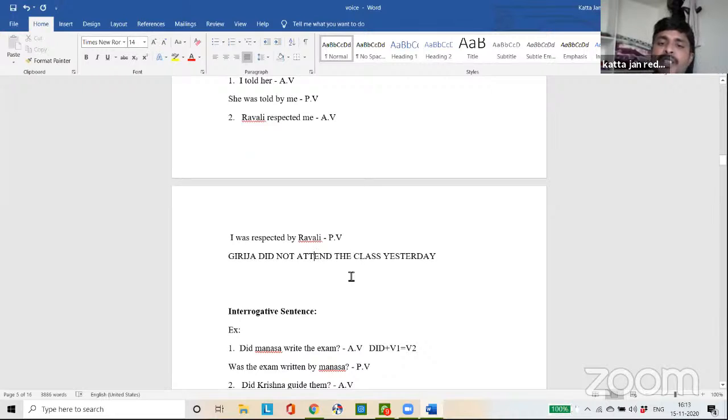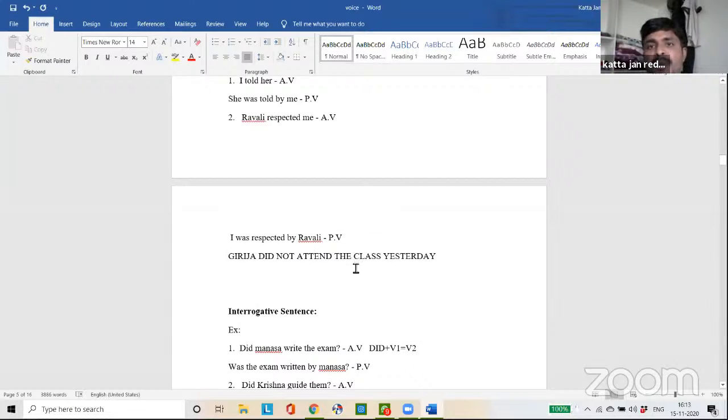Okay. Next, what is the object in this sentence? Is it either the class or yesterday? The class. Why only the class? Because this is the only answer for those 2 words. What are the words? WH words, what or whom. So let me question: Girija did not attend what?